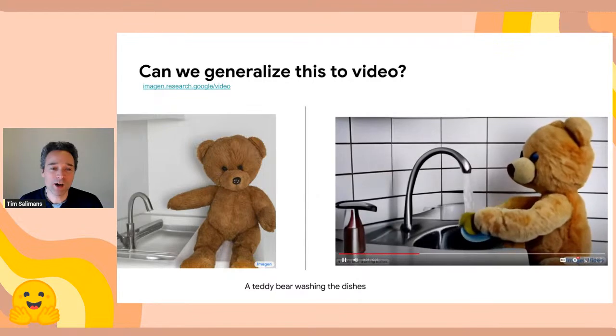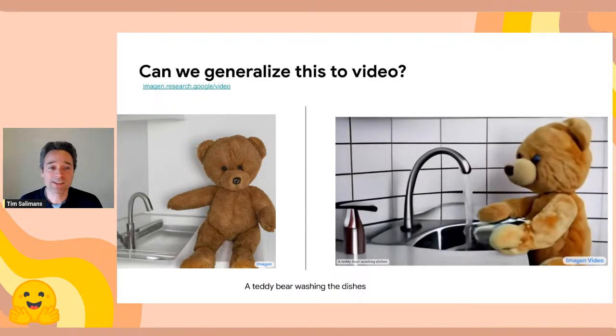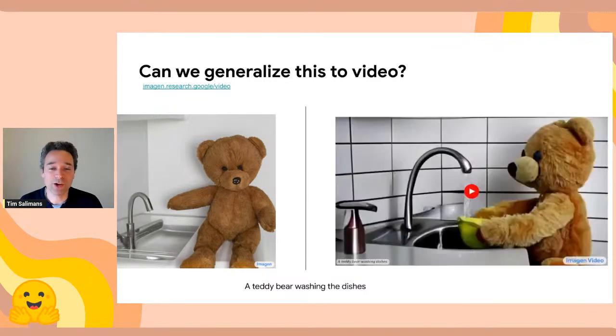So for us, after having done Imagen, the next logical step was to ask whether we could do the same for video. And it turns out, well, we can. So we have this follow-up project called Imagen Video, where we generate short 5-second clips of video in much the same way as we do text-conditioned image synthesis in Imagen.